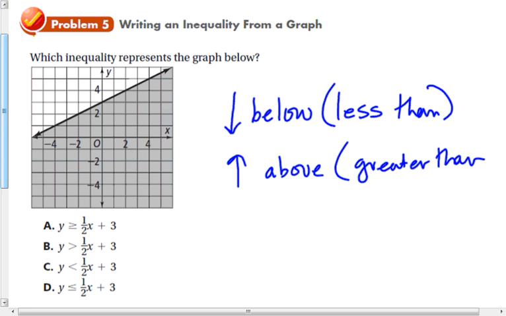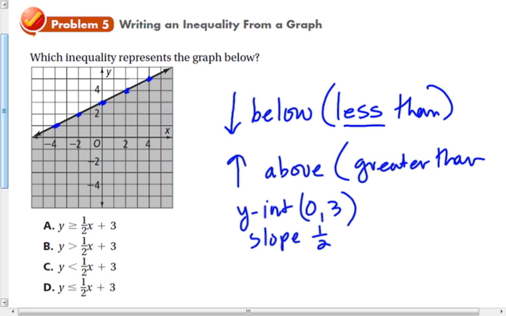So the hints on this one: our y-intercept is 0, 3. And let's find the slope here. The slope looks like our rise is 1 and our run is 2. So our slope is 1/2. So we need 1/2 x plus 3. And we're shading below the line, so that means we're going to have a situation where we're less than. So let's eliminate the ones that aren't less than. That would be this one and this one. Those are both greater than.